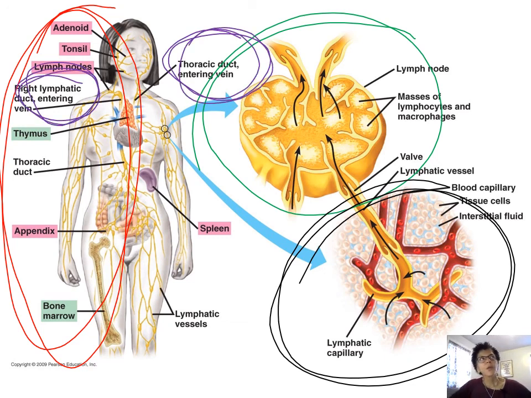Now, if the lymph is coming from the upper right quadrant of your body, that ends up in the right lymphatic duct.